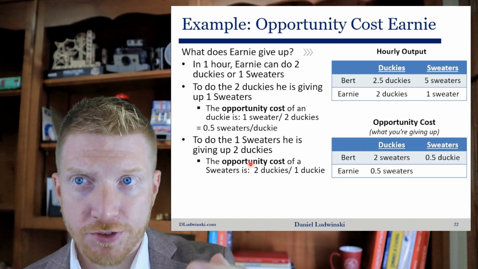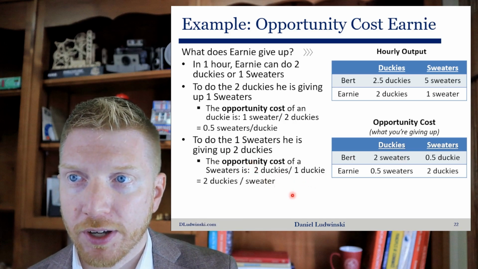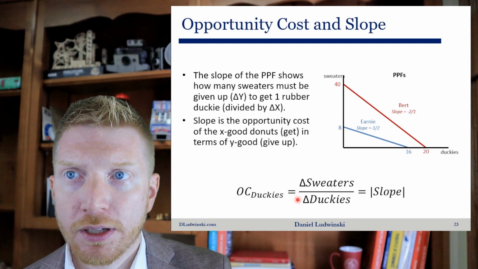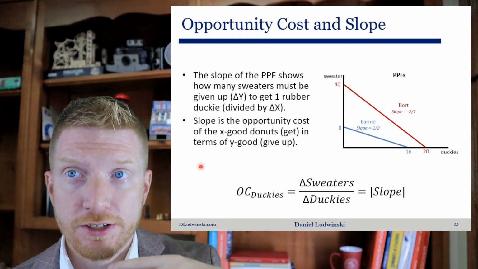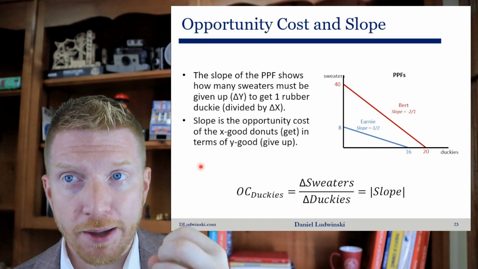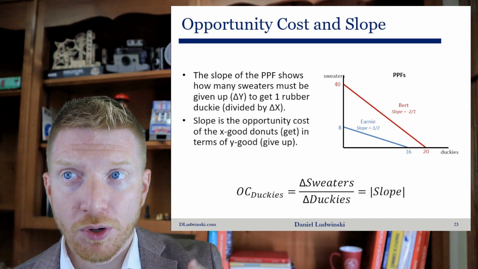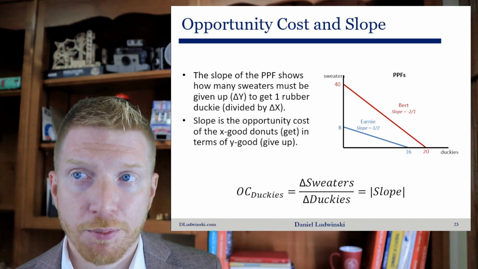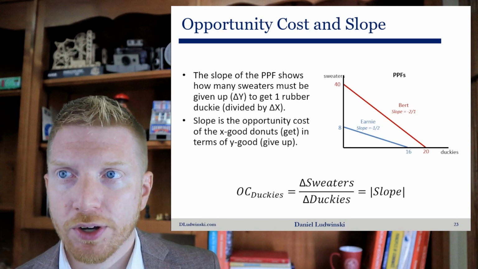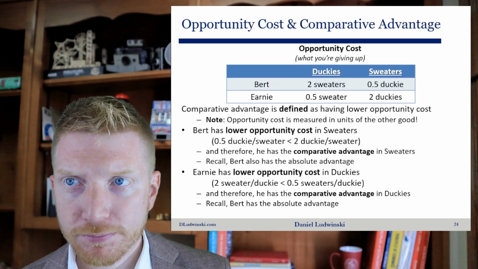The opportunity cost for sweaters, right, is how many you're giving up over how many you're getting. And so in general, the opportunity cost is connected to the absolute value of the slope in this particular way. It shows what we're giving up versus what we're getting. Opportunity cost is always what you're giving up divided by what you're getting.